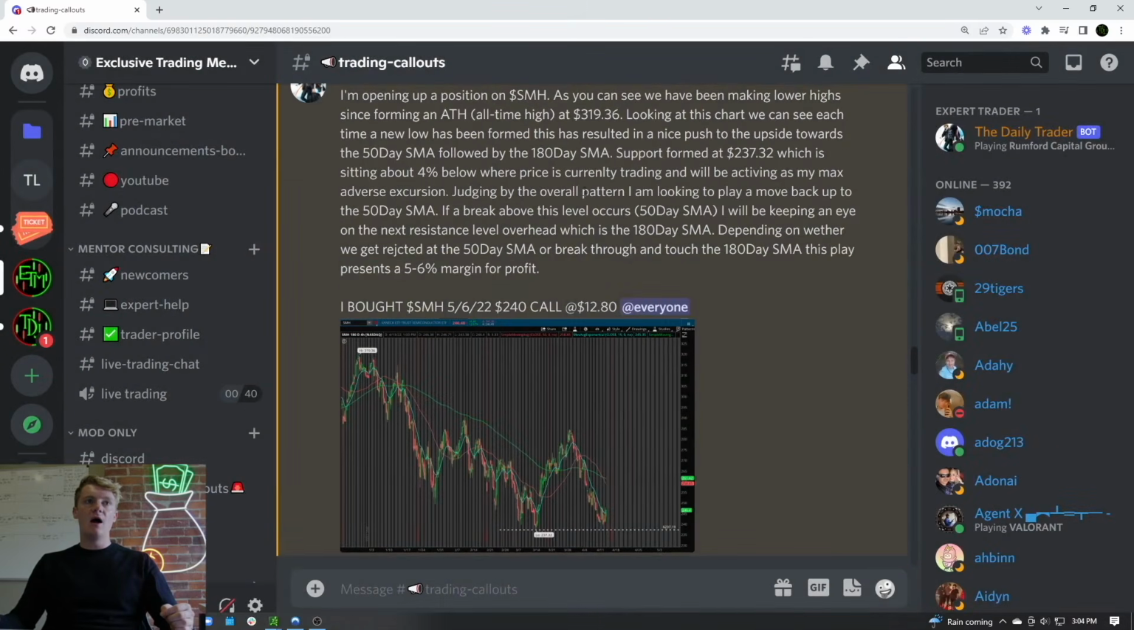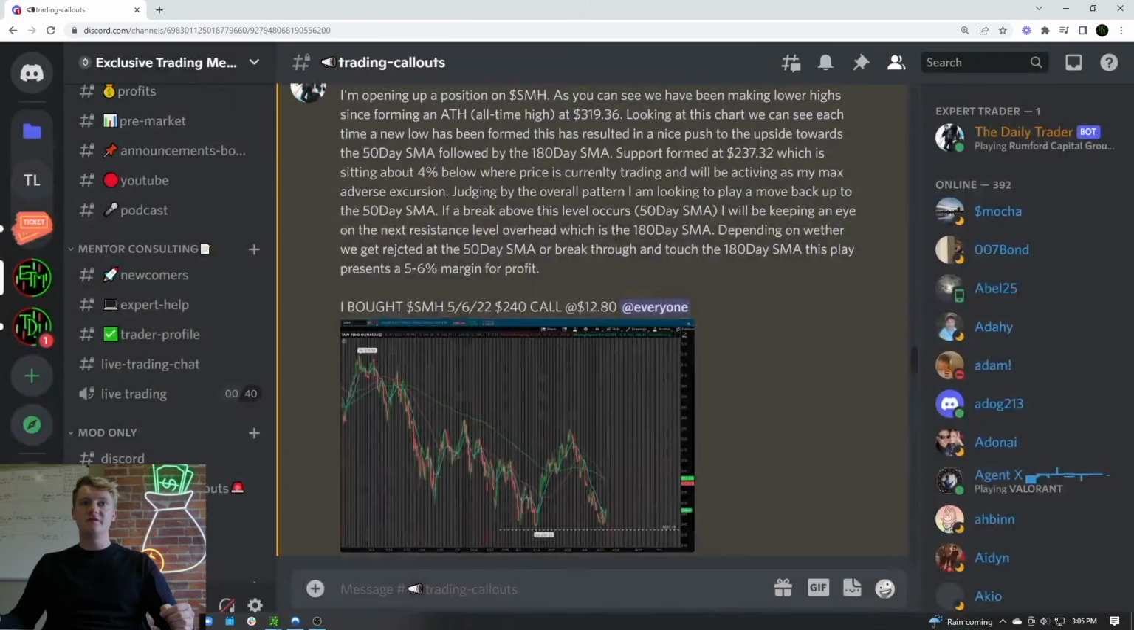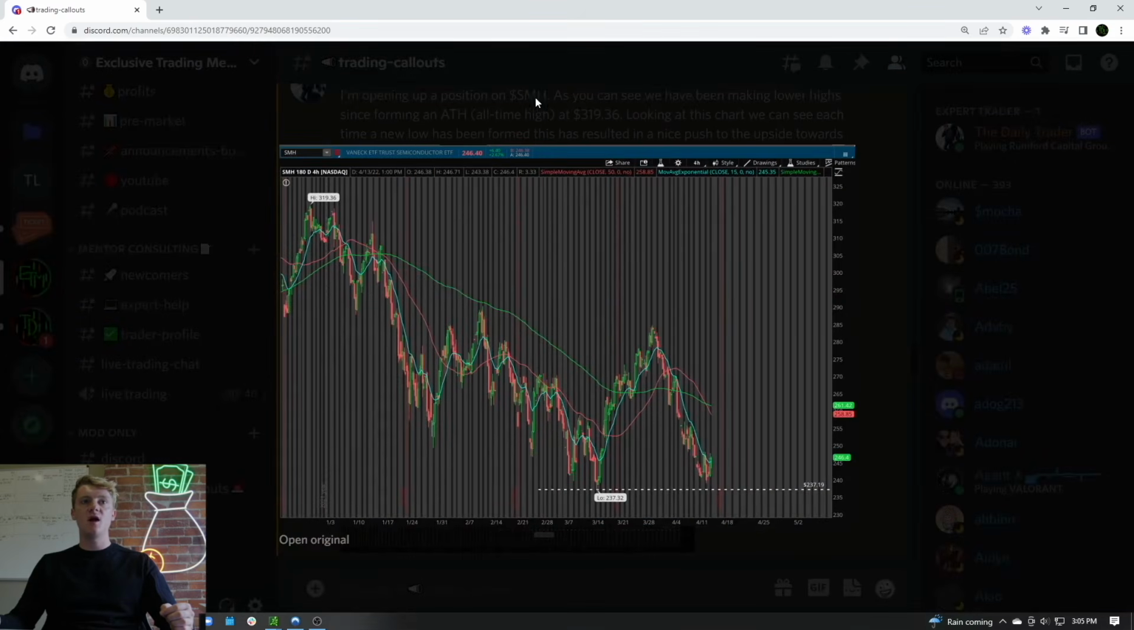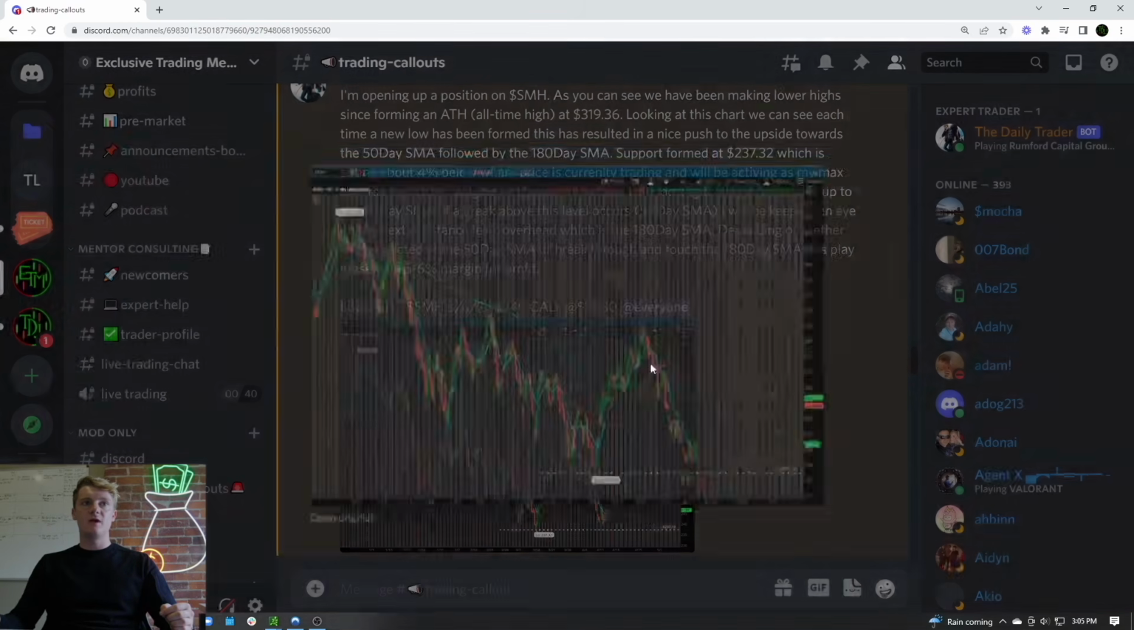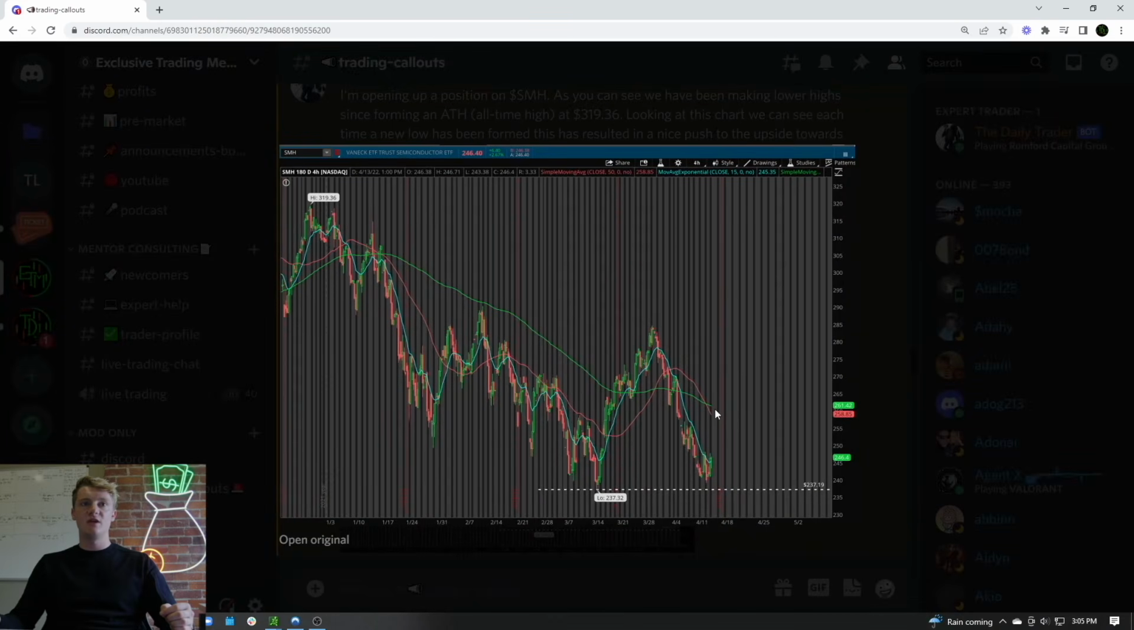All right, so you can see I was looking at the overall pattern, and I was looking to play a move back up to the 50 SMA, knowing that it would be a level that I can use to manage this trade. However, not a strong level of resistance based on the chart. And if we do see a break above the 50-day, I'll be keeping an eye on the next resistance overhead, which is the 180-day SMA, very close overhead. Again, it is not a very strong level of resistance. However, it is a way in which you can go about managing your trade.